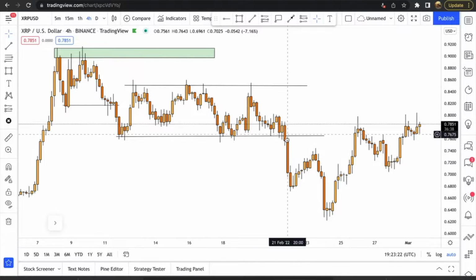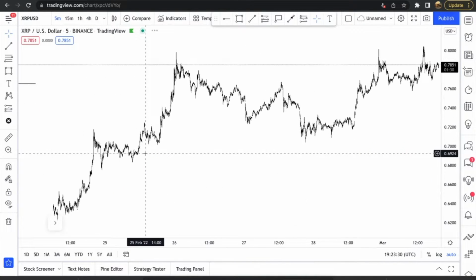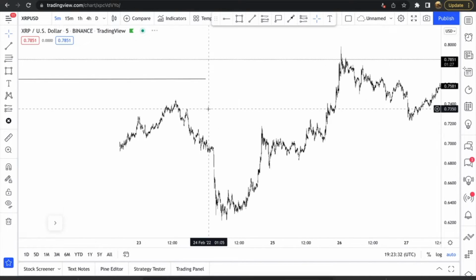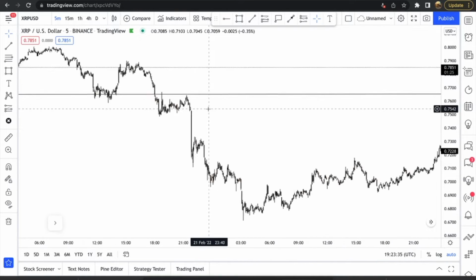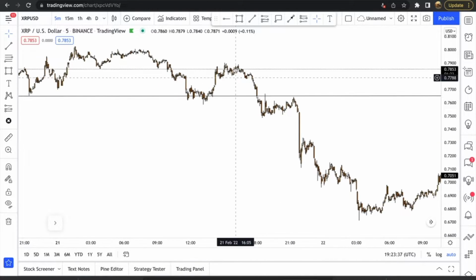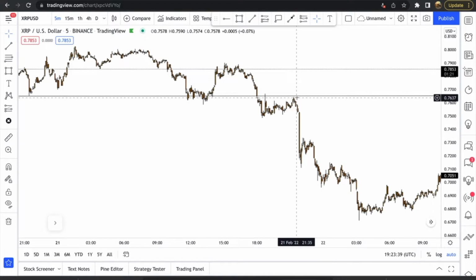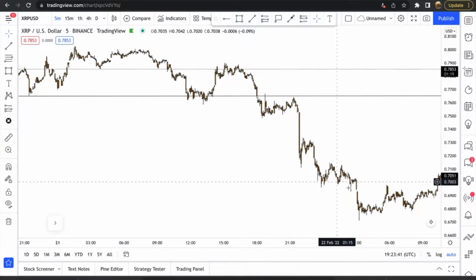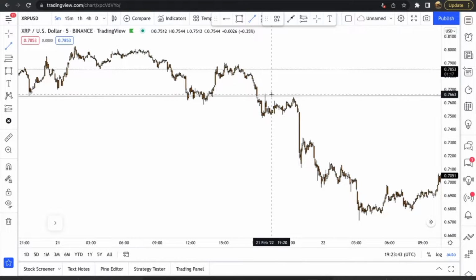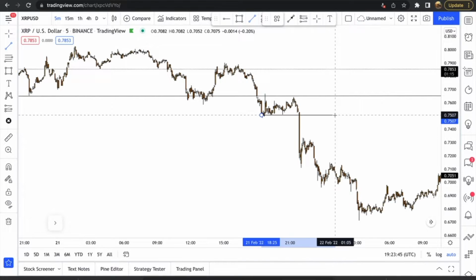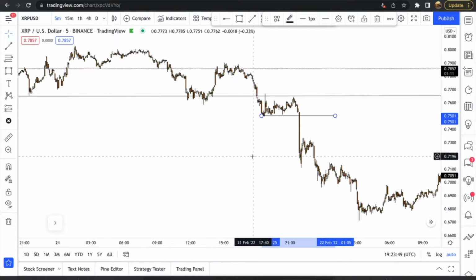But if you was to look on the lower time frame, say the 5 minute for example, this is your break, this is your retest, and then this is your continuation down. Just have a quick look on the 5 minute time frame. You'll be able to see it here. This is your break, this is your retest, and this is your continuation down. So this level here would be the 4 hourly low of the breakout of the range.